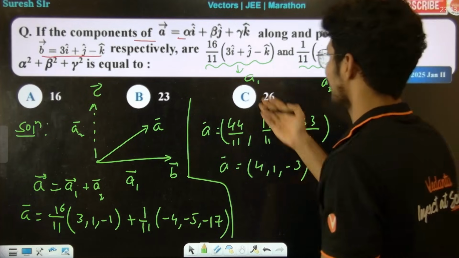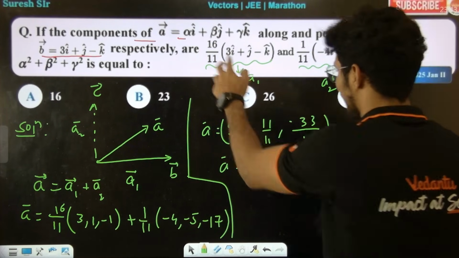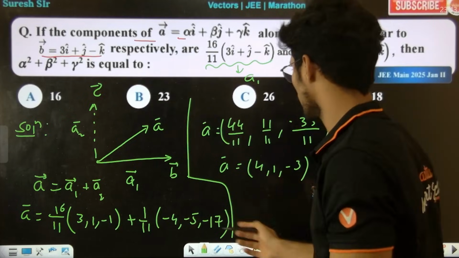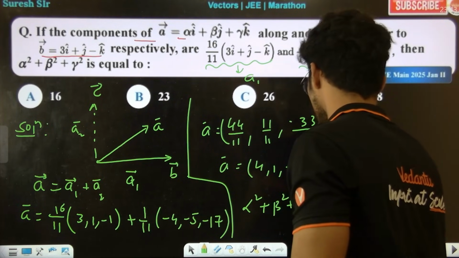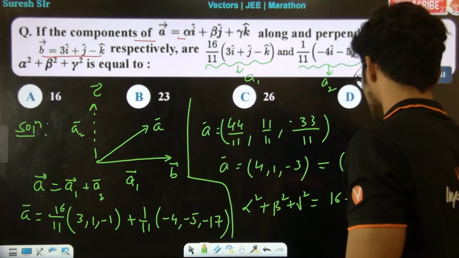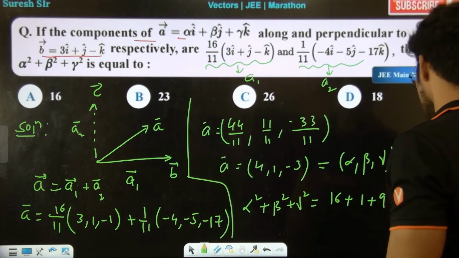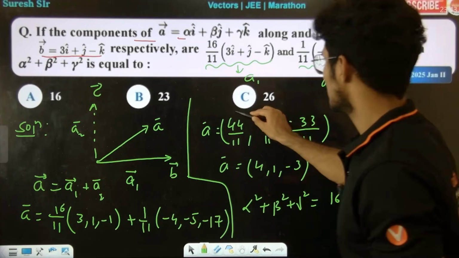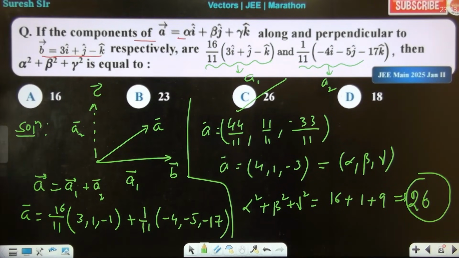So this is what they have given, the A vector as alpha, beta, gamma. Check, alpha, beta, gamma is the A vector. So now, alpha square plus beta square plus gamma square, what is it, sir? 4 square is 16, beta square is 1, gamma square is 9. So 26 is the answer, sir. 26. C for Chintu is the right answer.